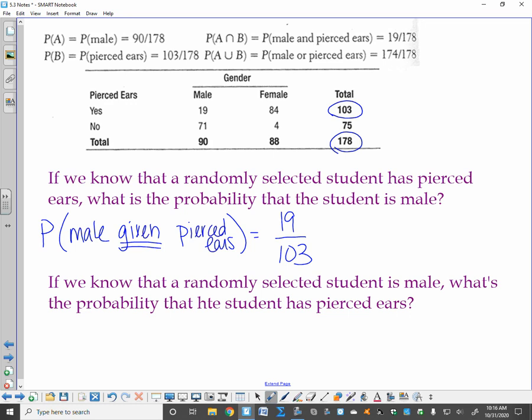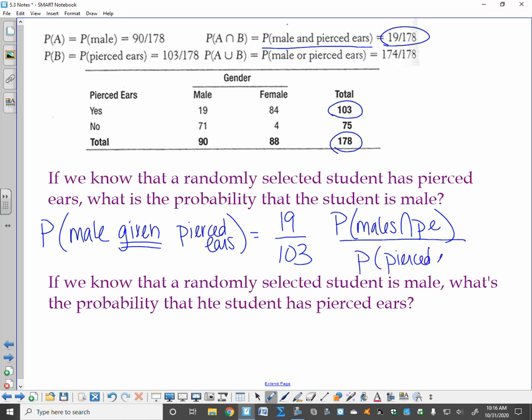So what changed? Well, if I did the males and pierced ears, the top number is the same. So the top number is still males intersection pierced ears. The bottom number, however, isn't the total number of people. The bottom number is the pierced ears.